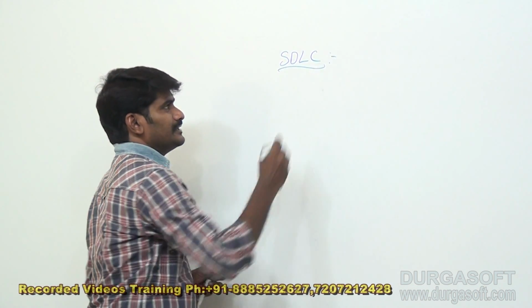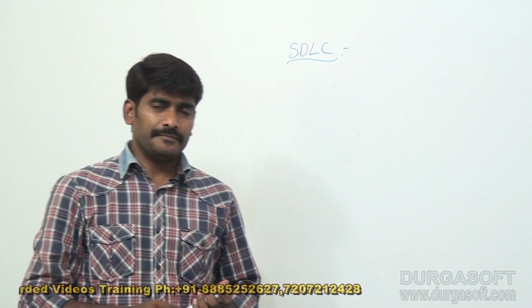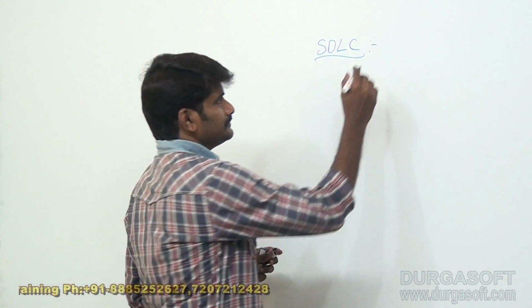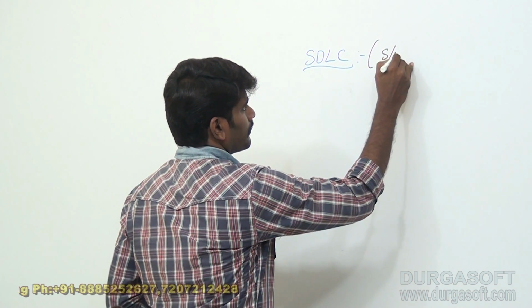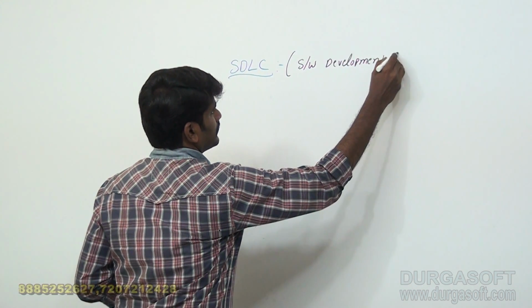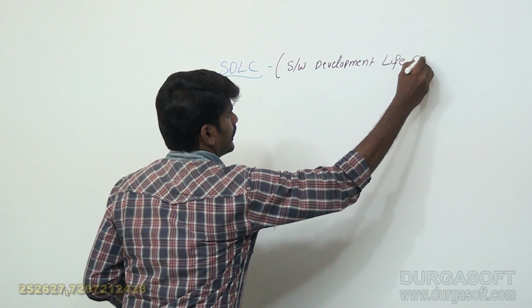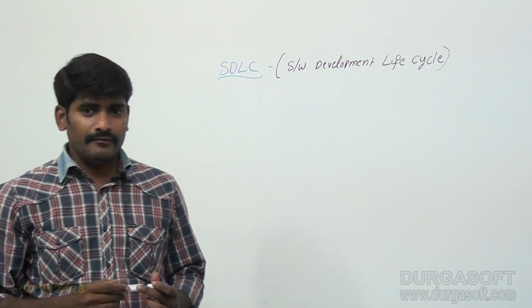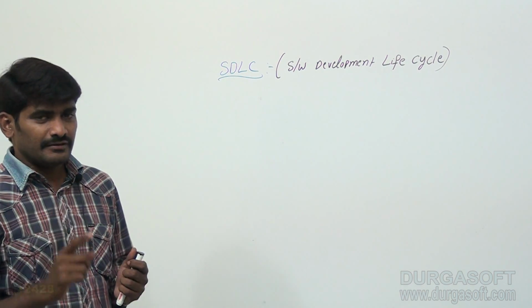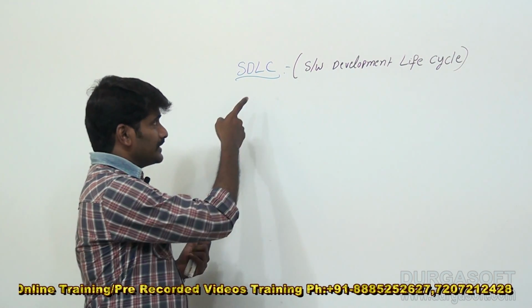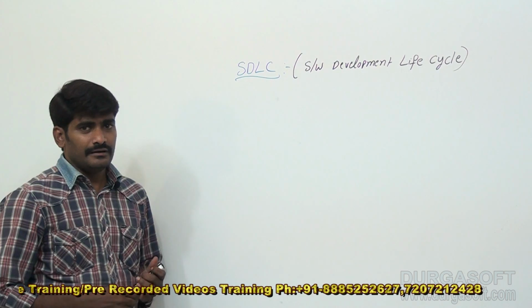So what is SDLC? SDLC: software development life cycle. It describes how to develop an application based on client requirements within the time and cost. So that is called SDLC, software development life cycle.